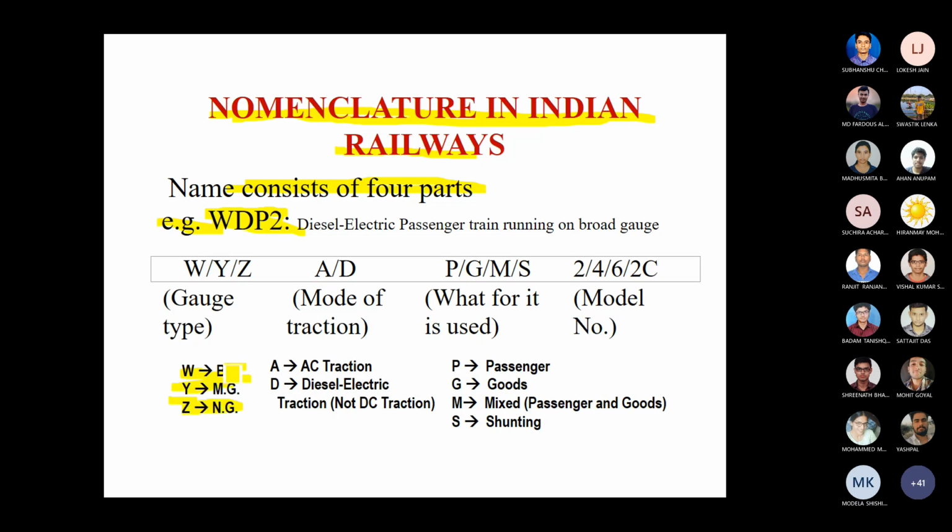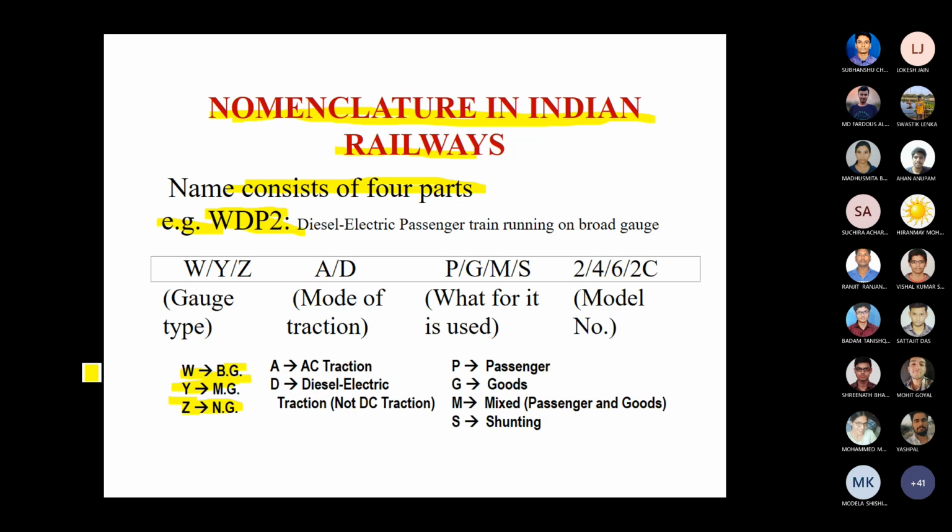Now, broad gauge is everywhere, but there are some places where medium gauge and narrow gauge exist, on some routes that I know. For example, if you go to Shimla, coming from Shimla to Kalka, I hope you know the name Shimla to Kalka.